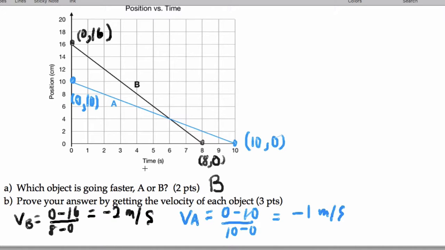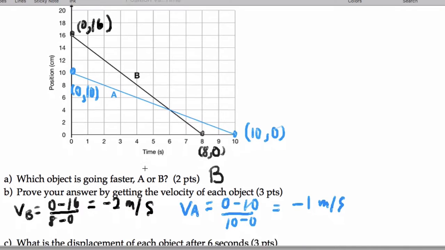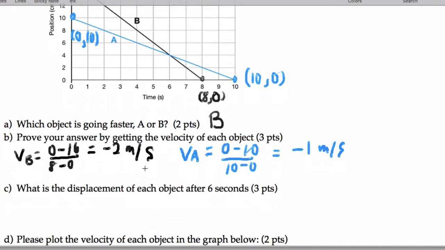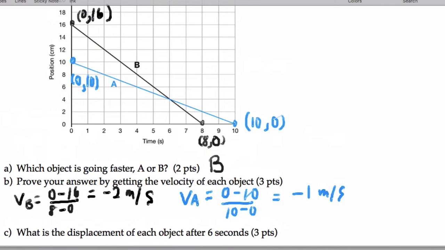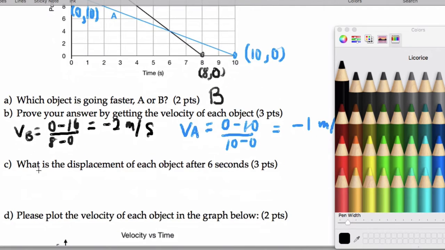So B is clearly going faster. The slope is steeper. Remember, the negative sign just tells us whether it's moving backwards or forwards. It doesn't actually have to do with the size of the speed. So now the displacement of each object after 6 seconds. So let's just go ahead and calculate that.